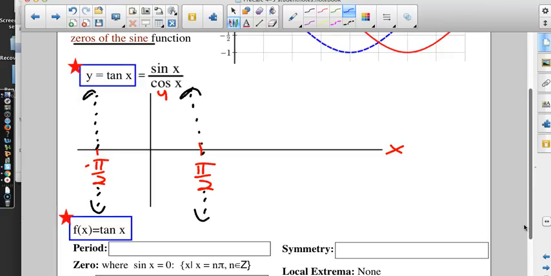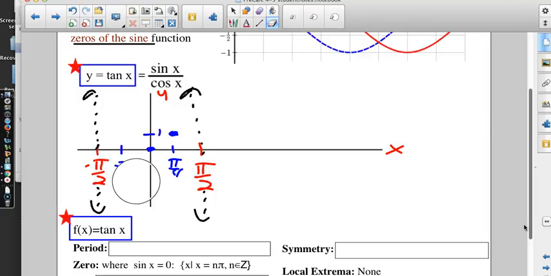It's 0, the graph's a 0. At 45 degrees, it graphed as 1. Well, 45 degrees in radians would be pi over 4. It will graph as 1. And then if we go backwards to negative pi over 4, better move that so I'm not writing over the top. Because it has symmetry, it's going to graph as negative 1.